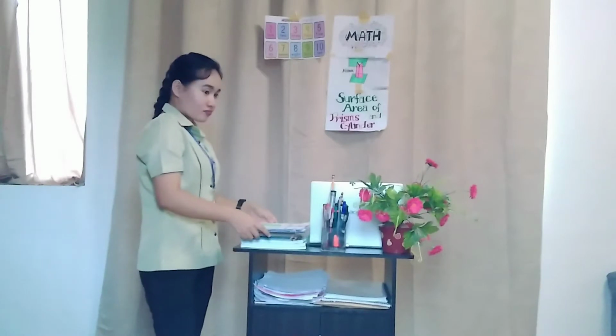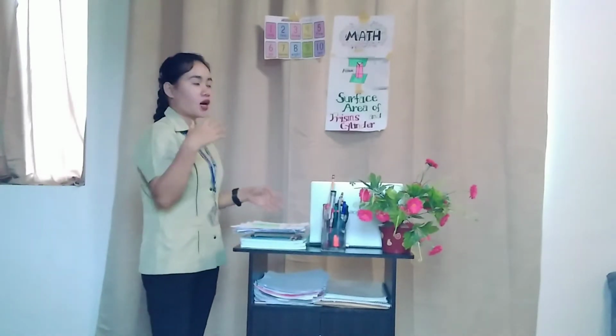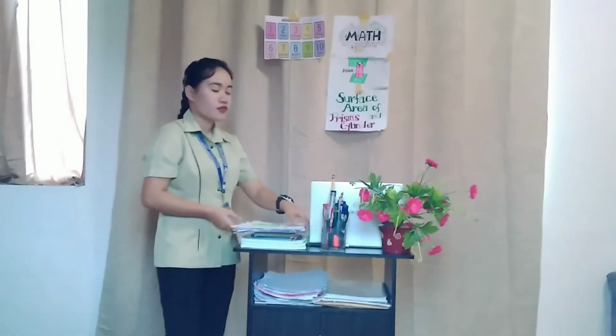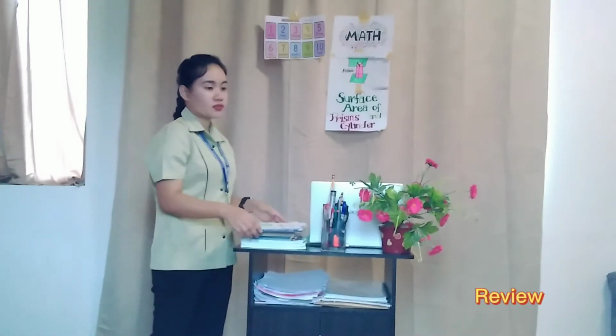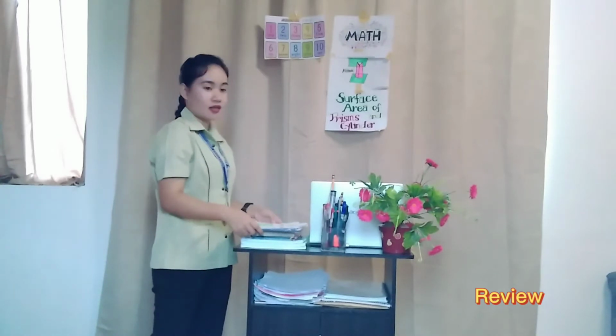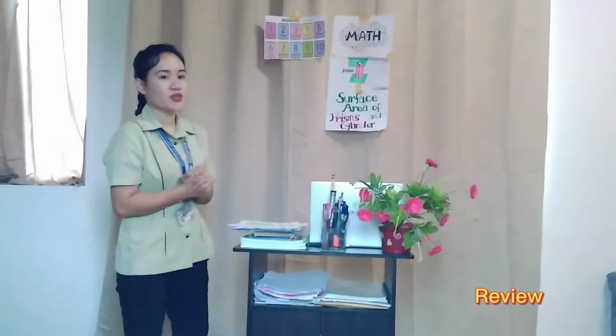Now, who can tell me the best one that you have discussed yesterday? Vilma, what is your last discussion about? Okay, very good. Charcos, what have you learned about the three-dimensional figures and their properties? We have prism, cylinder, pyramid, and cone. Very good. Give all of them a hand, everybody. So, it means you have understood the lesson last time.